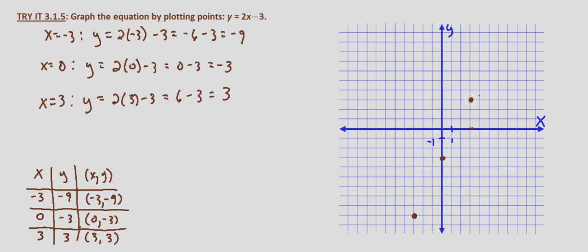And it does look like these are all on the same line, which is a good thing. That way it kind of indicates that we didn't make a mistake with the first 2 points that we found, because they all line up. And then to graph the actual line, we simply draw a line through the 3 points. And that is the graph for y equals 2x minus 3.